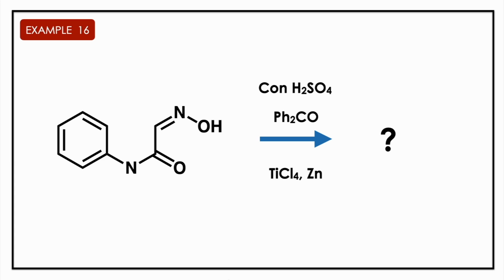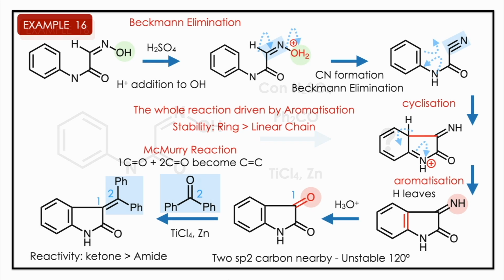Then the next example. Here you have benzene, it is an aniline with amide side chain. You have hydroxylamine at the terminal, concentrated sulfuric acid you are using, then phenyl ketone, titanium tetrachloride and zinc. You should find what will be the final product. Here typically it is an organic conversion, but Beckmann rearrangement is the middle step. First step is Beckmann rearrangement. As it attacks the OH, you have oxime to H2O elimination.